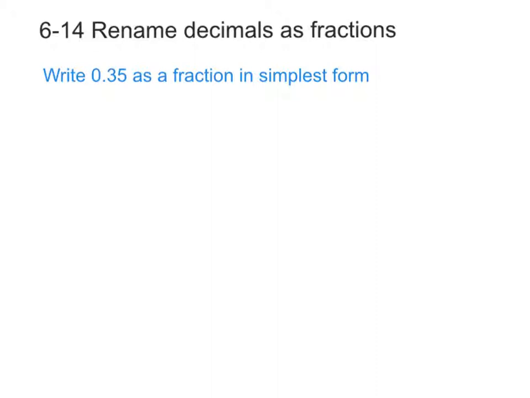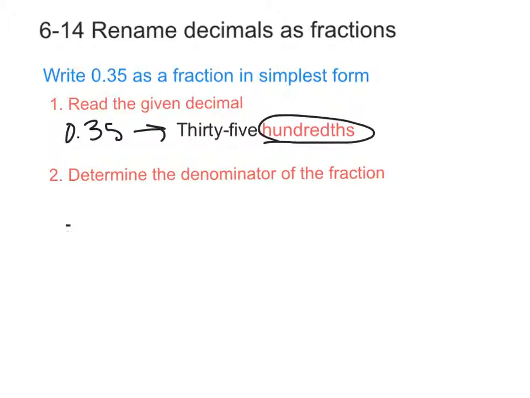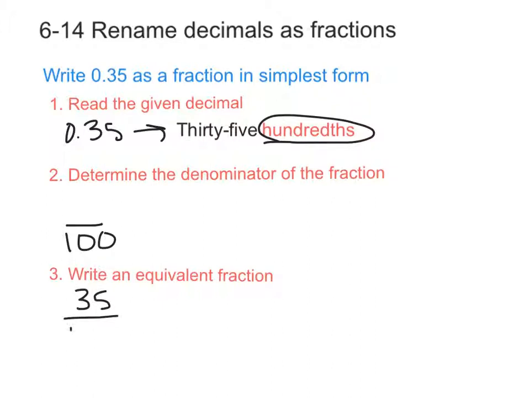So first, we have to read the given decimal. 0.35 is read as 35 hundredths. And now we can determine the denominator of the fraction. Since it's 35 hundredths, our denominator is 100. Makes sense, right? And now we can write the equivalent fraction as 35 100ths, or 35 over 100.